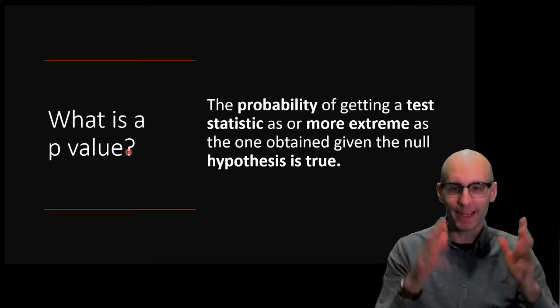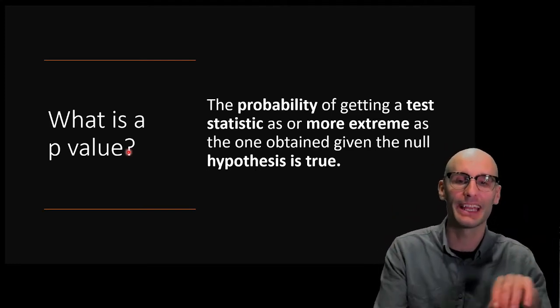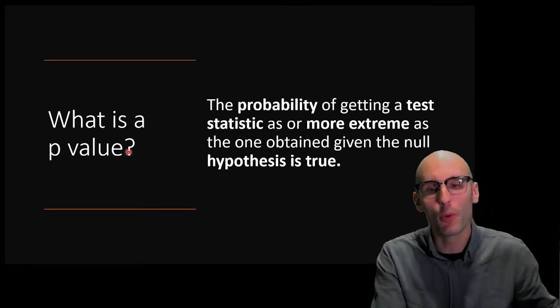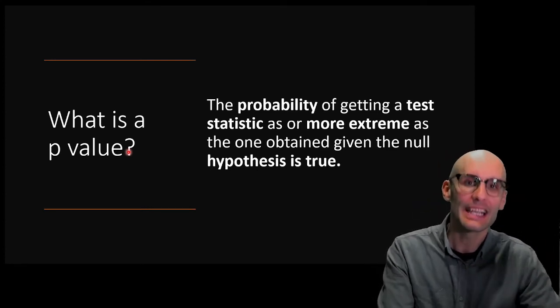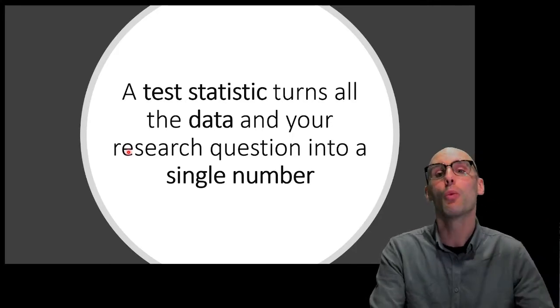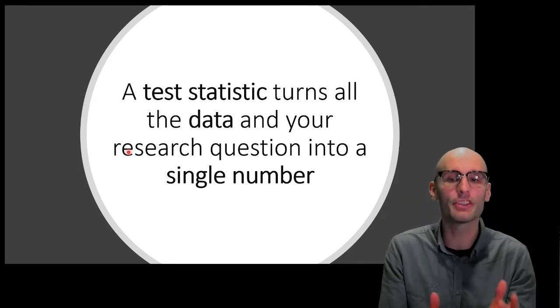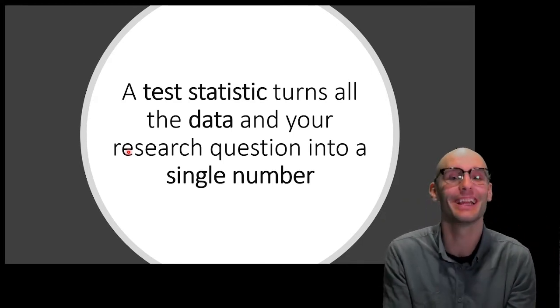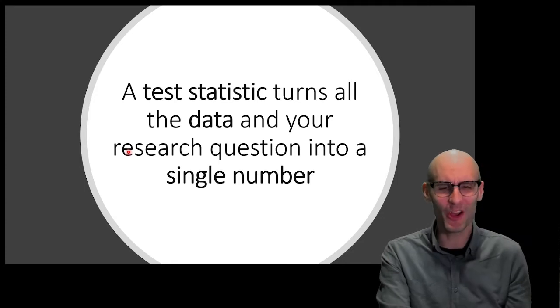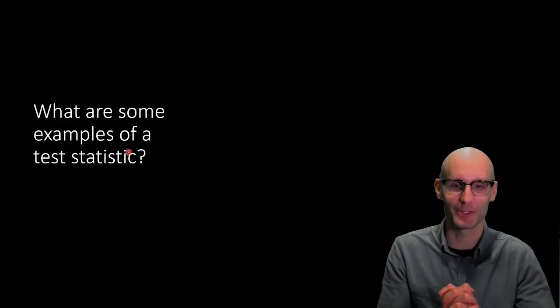So what is a p-value? Let's just do a quick refresher on that. It's the probability of getting a test statistic as or more extreme as the one obtained given the null hypothesis is true. And what's a test statistic? Well, a test statistic is a single number that turns all your data and your research question into a single number. Now, the ANOVA is crazy. It's like, how do you get all of that data into a single number?